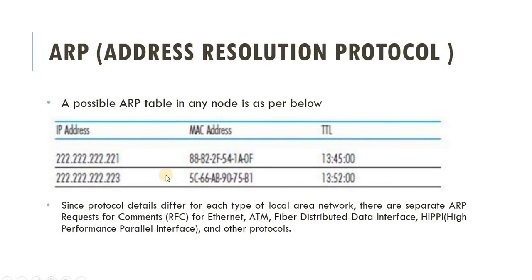This is an ARP table in which the IP address, associated MAC address, and time to live (TTL) are maintained. When some IP is requesting a MAC address, it looks at the ARP table, finds the IP address, and then sends the associated MAC address to it. Since protocol details differ for each type of local area network, there are separate ARP requests for Ethernet, ATM, Fiber Distributed Data Interface, HIPPI, which is a high performance parallel interface, and other protocols.